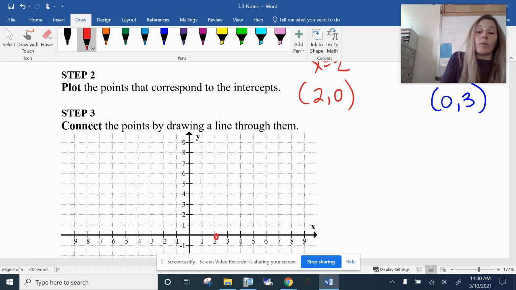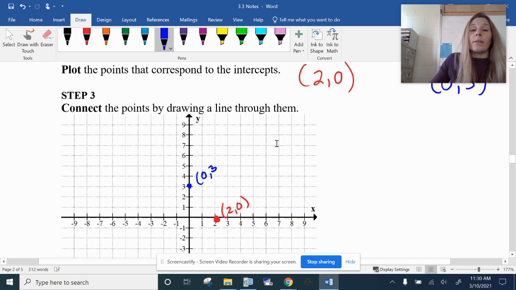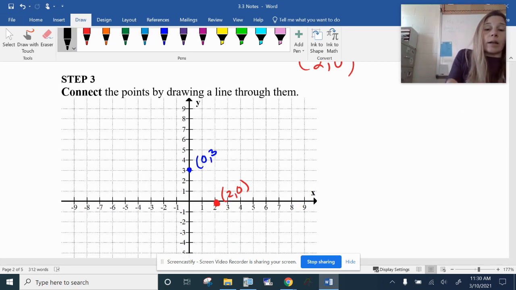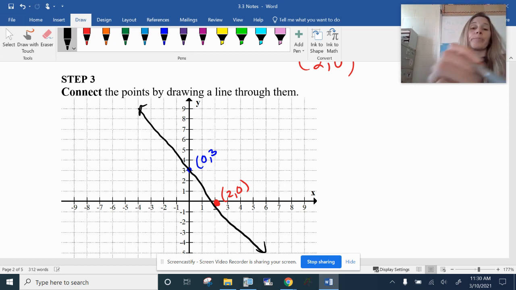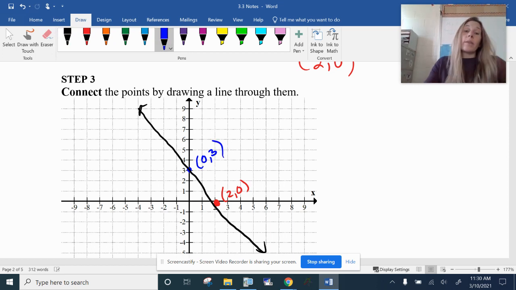So 2, 0 would be on my x-axis right there. My y-intercept is 0, 3, so that would be right there. And then, of course, I would draw a line through those points. Like so.